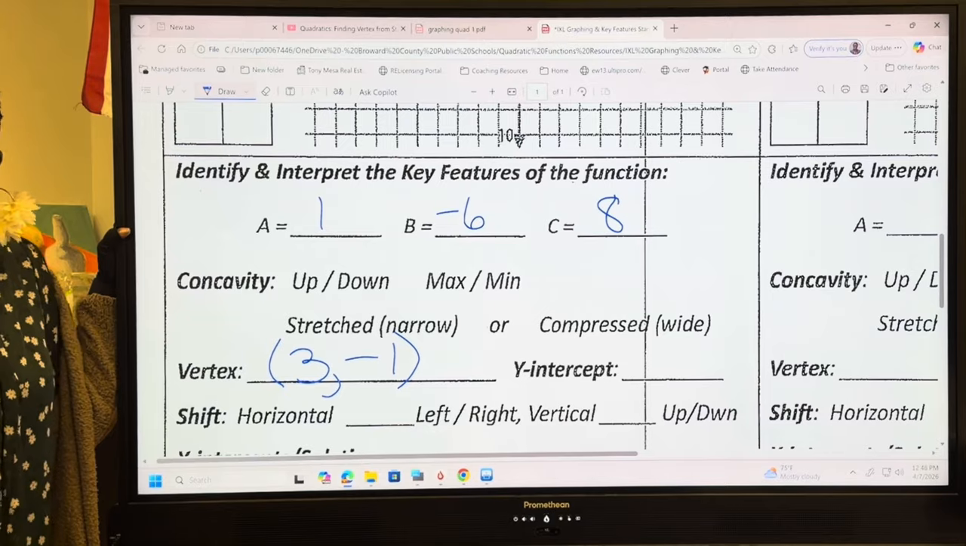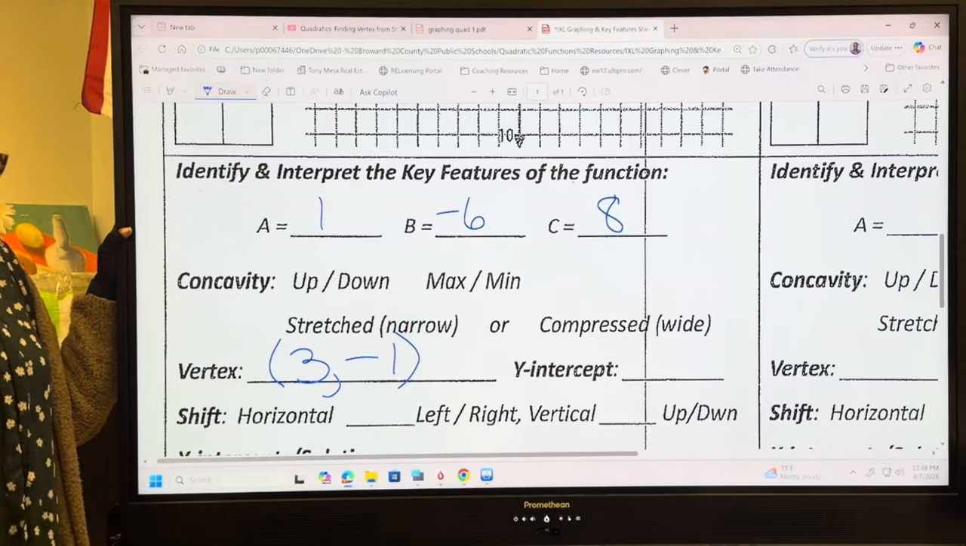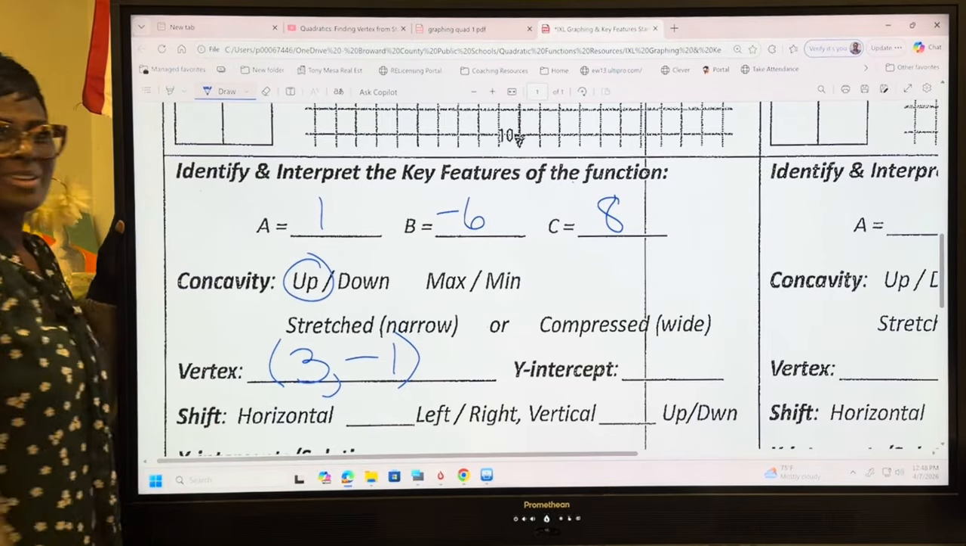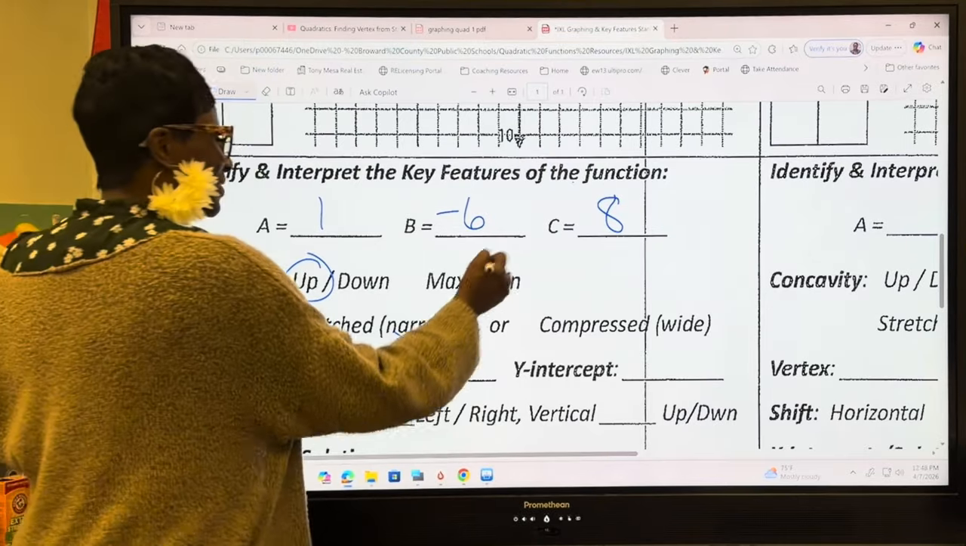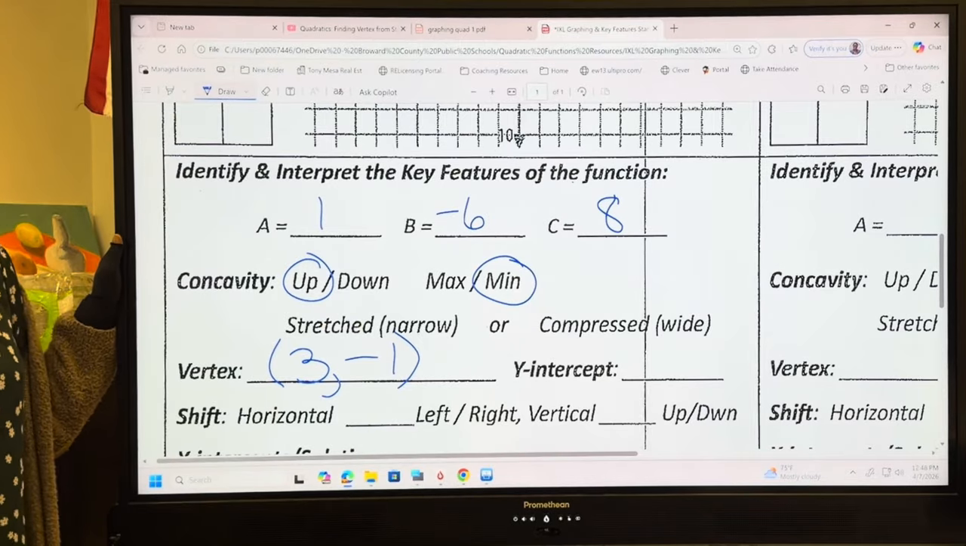So then why are these other people talking about down? China, I ain't gonna say your name again. Up. Do we have a maximum or a minimum? Minimum. Everybody good there? All right.